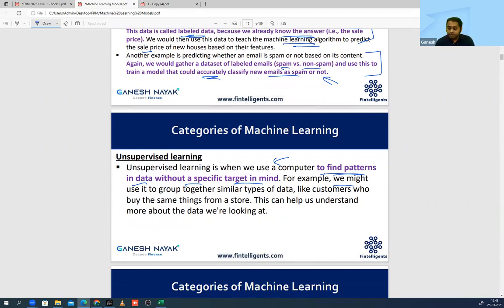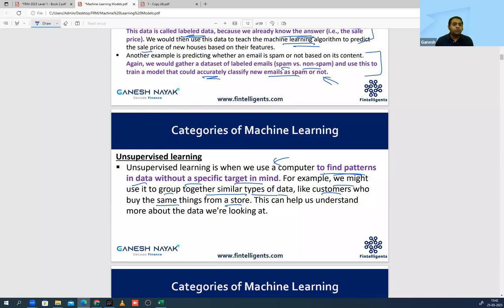One example: we might group together similar kinds of data, that means customers who buy the same thing from the store. This is what Amazon also does. Based on your historical data, they will categorize you as a good customer or a customer who only returns. If you're getting closer to that return category, automatically your delivery time is going to be delayed, because they know once you order, within one day you'll cancel. Does this make sense? This is happening in real life also. You might not know it.